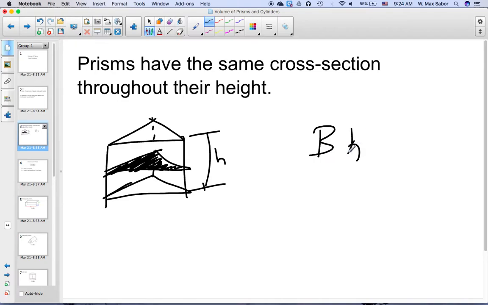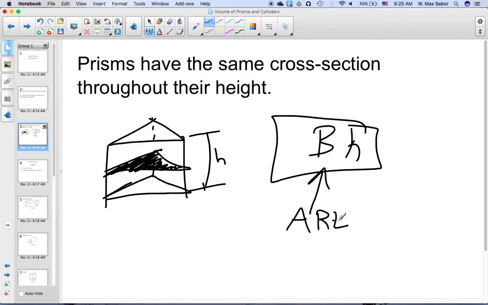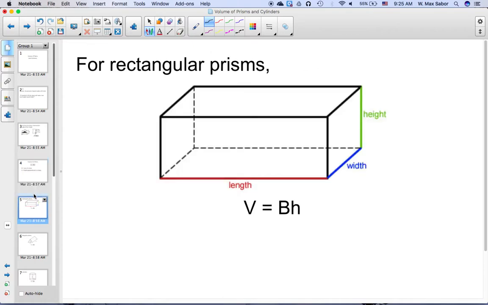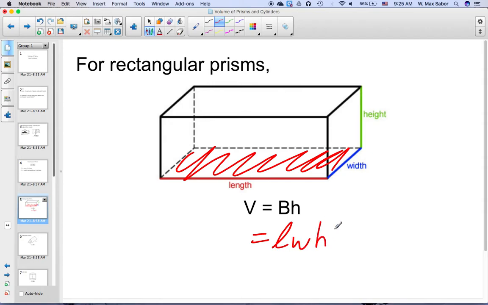So the fundamental idea is that we're taking the area of the base times the height. So the volume of a prism is: volume equals the area of the base times the height that's perpendicular to the base. For rectangular prisms, we have length times width times height. Well, the length times the width is the base. So sometimes you see this written length times width times height rather than just the base times the height.